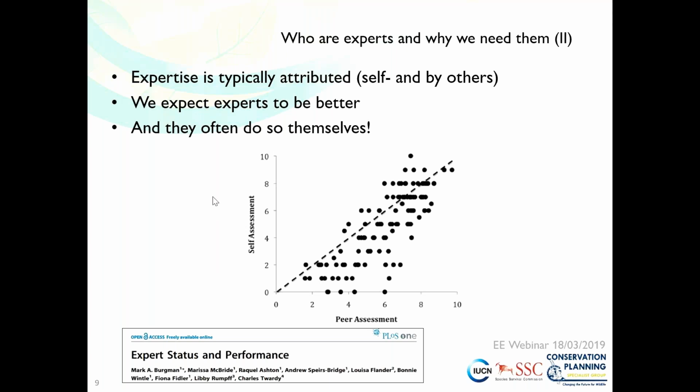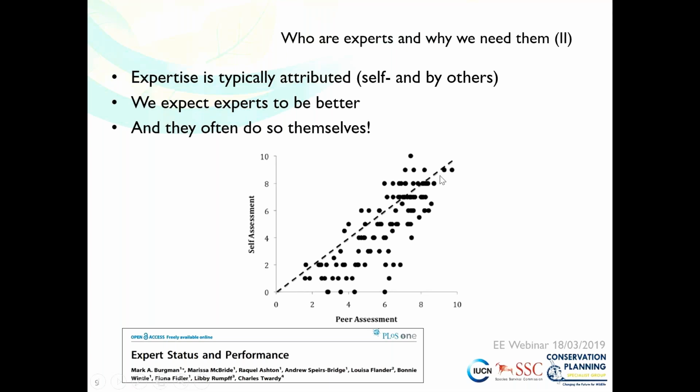So you can see here, this is an interesting study in PLOS One, so it's open access, by Bergman et al., where you can see the correlation between how people ranked themselves from 0 to 10 on the y-axis as experts, so 10 being the gurus of the field and 0 being rookies. And then on the x-axis, you have the assessment by peers.